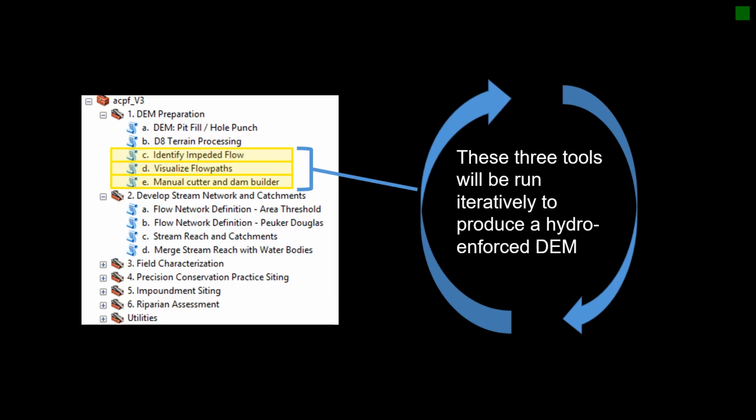There are three tools involved in the hydro conditioning process. The first one is the Identify Impeded Flow tool, the second, Visualize Flow Path, and the third, the Manual Cutter and Dam Builder. These three will be run iteratively to create an accurately hydro conditioned DEM.